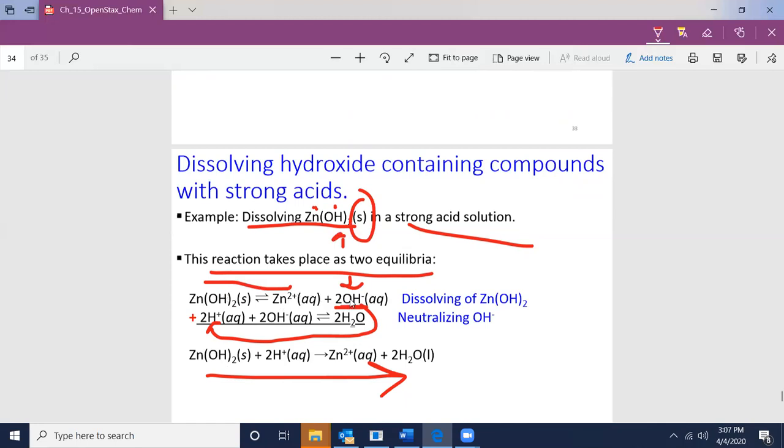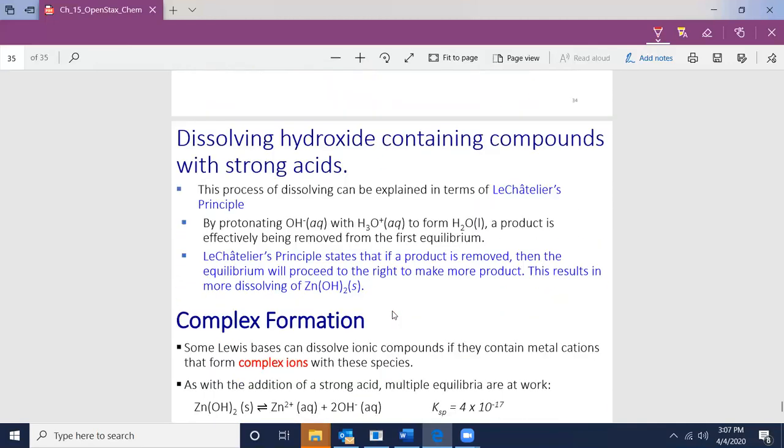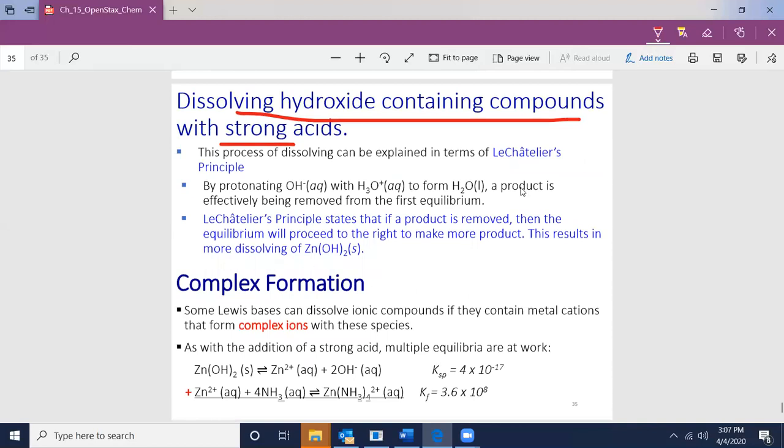And that's how we are pushing the solid to go more in. What we are doing is utilizing one of the products with the acid's proton, and we are actually disturbing the equilibrium. When the equilibrium is disturbed in a way where we are removing one of the products, more of the reactant is going to go into the product. And that's how we are increasing the solubility of this sparingly soluble compound. So dissolving hydroxide containing compounds with a strong acid, we have already covered that part. You know what I was trying to say. You can read it if you want to. I've just said all of that.